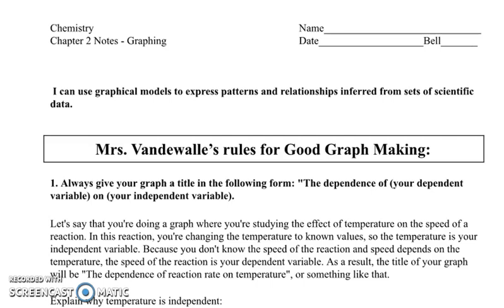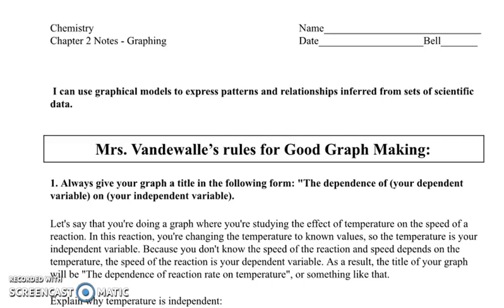It is really important to make good graphs in science. We are analyzing data and looking at the relationships all the time. And you might think you already know how to make good graphs, that you've been making them in biology, you made them in physical science, you probably made them in your math classes. But I just want to be clear that we have the same rules and expectations for what I want you to do in chemistry class. So this is Mrs. Vanderwall's rules for good graph making.